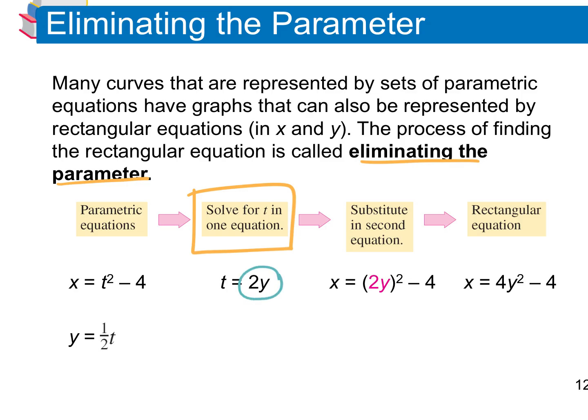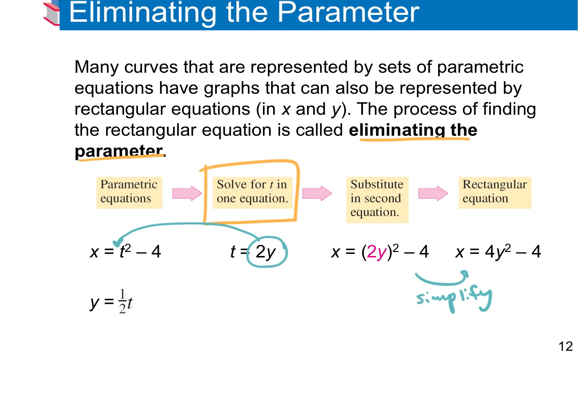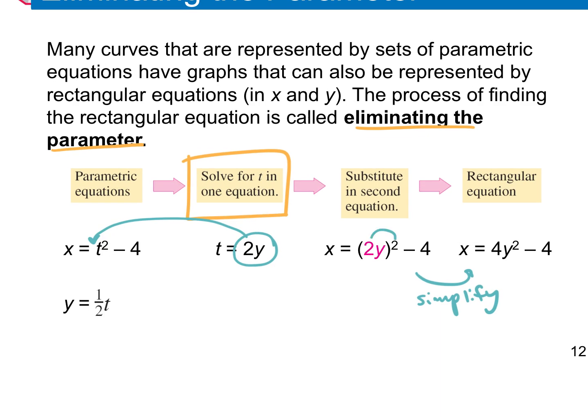Once you solve for t in one of the equations, you're going to use substitution. Plug it in to the other equation. So substitute it into the t in the other equation, and then you just simplify to get your rectangular equation. So some of these questions are going to require more simplifying than others. Here they just squared the parentheses, so they had to square the 2 and square the y. And that was all they had to do to simplify, but some of the ones that we're going to practice will require a couple more steps to simplify. But you just want to simplify.